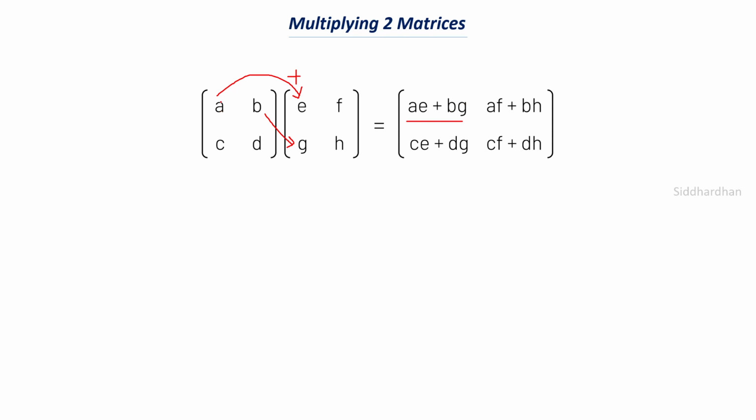Here you can see it is AE, so AE is the product. So AE plus BG: A will be multiplied with E and B will be multiplied with G, and both these values will be added.